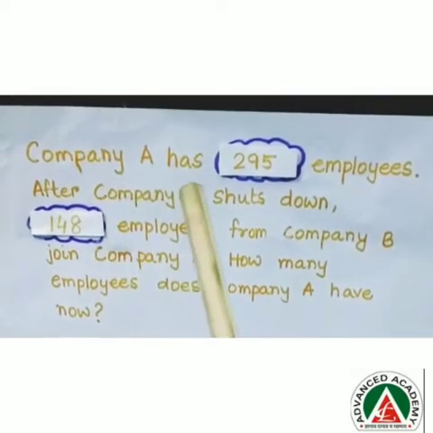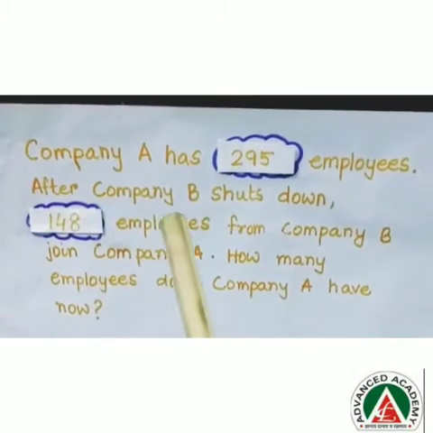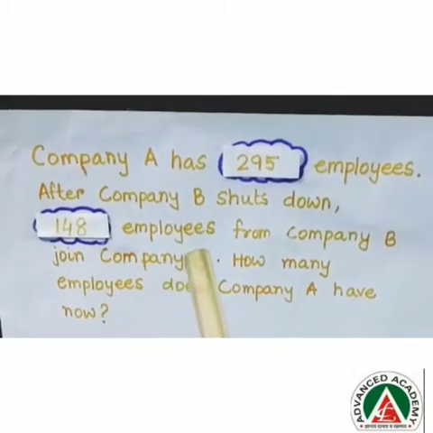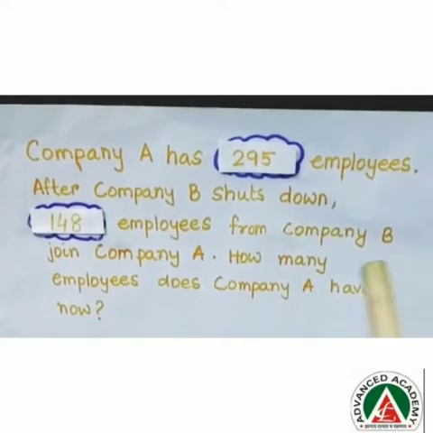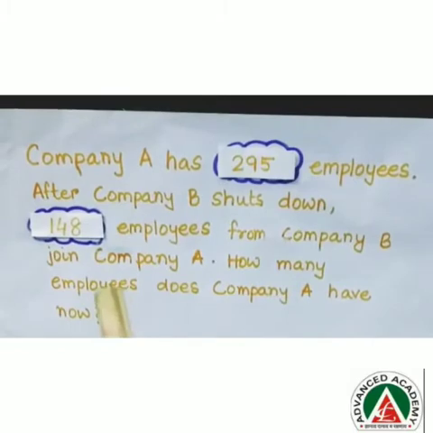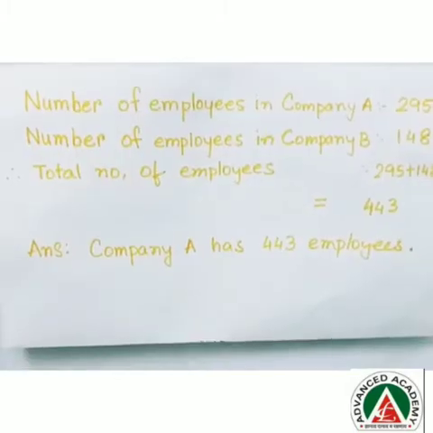Company A has 295 employees. After Company B shuts down, 148 employees from Company B join Company A. How many employees does Company A have now?